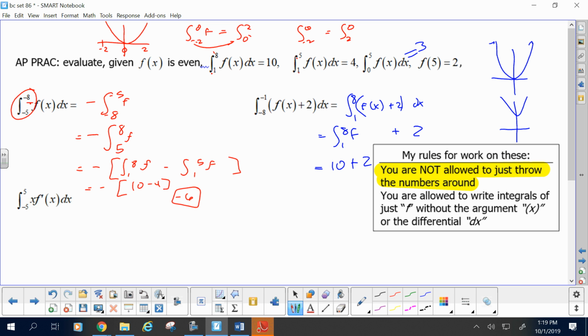Nope, they didn't integrate the 2. The 2 is in the integral. You can't just stick it off to the side and add it. It must be integrated. It's the integral of f and the integral of 2, and so that is 10 plus 2x from 1 to 8. You are correct if you said it is 24.